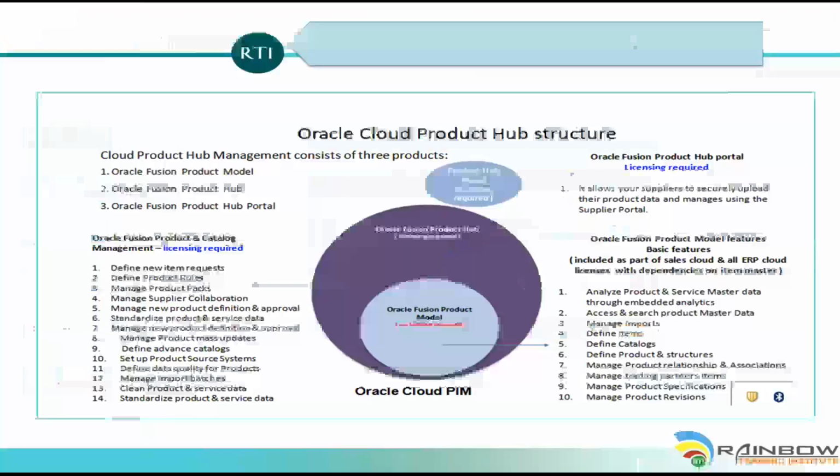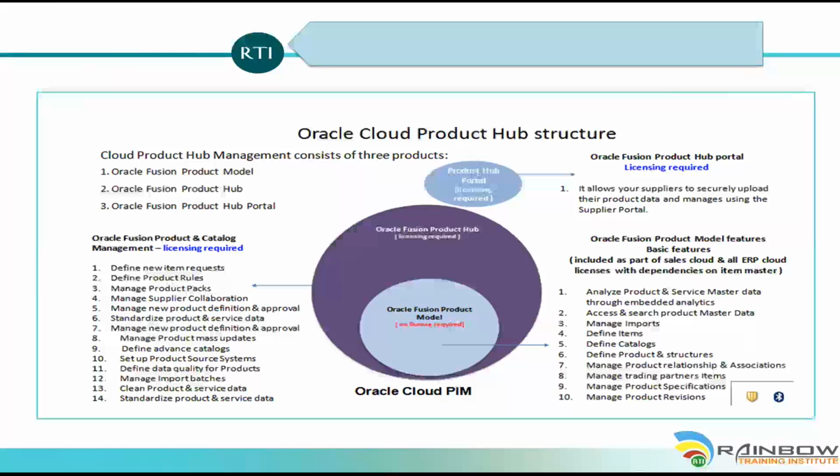So PDH is the Oracle Cloud Product Hub structure. This is a new module that Oracle has introduced. Using this Oracle Cloud Product Hub structure, we actually have three parts, three models. One is the Oracle Fusion Product Model. Second is the Oracle Fusion Product Hub. Third is the Oracle Fusion Product Hub Portal.